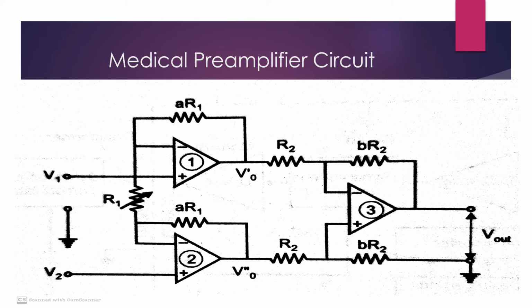By means of this virtual ground, the inverting terminal of operational amplifier 1 is fed by the voltage V1 through R1. The application of a common mode signal at the input will lead to zero voltage drop across the variable resistor R1.